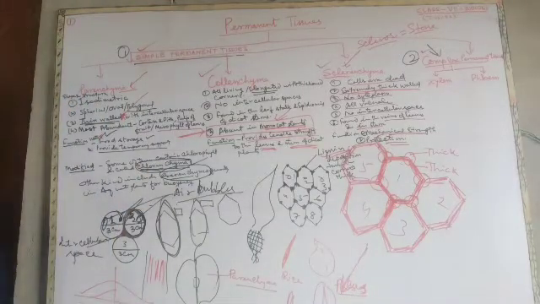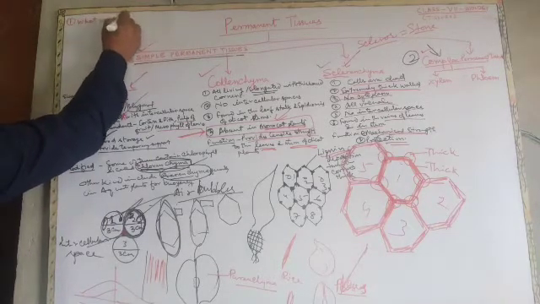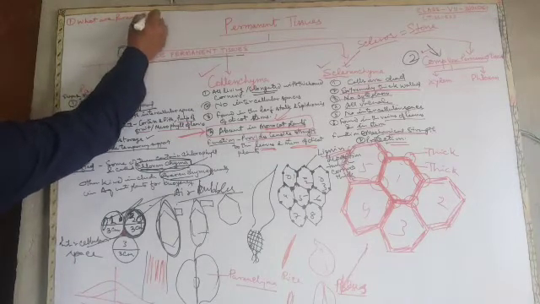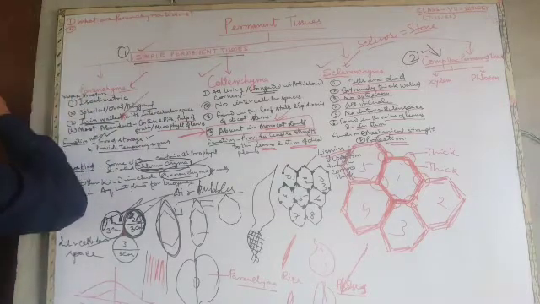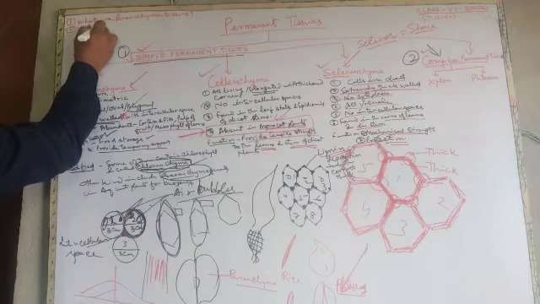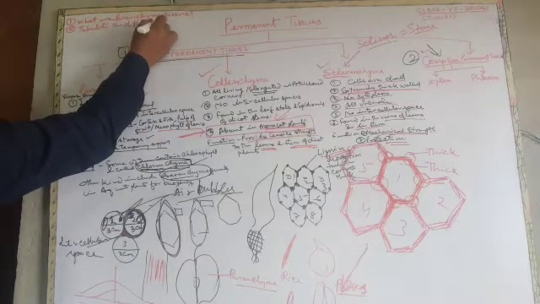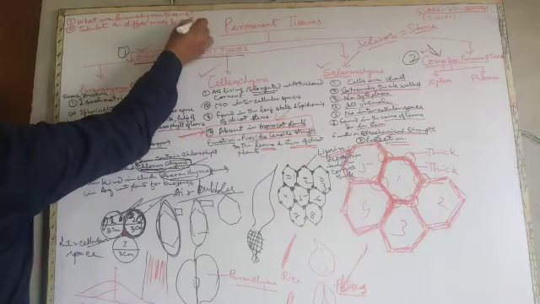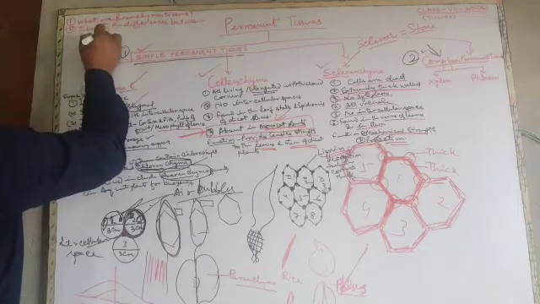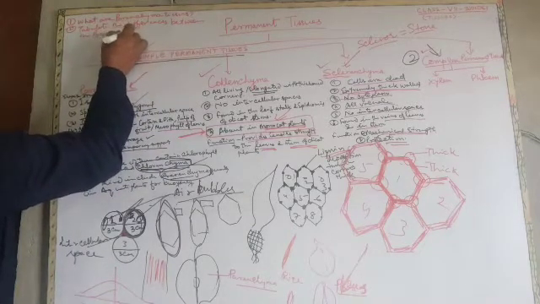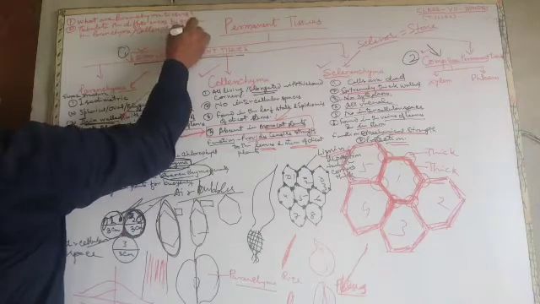This is about the second question. So the first question was: what are parenchyma tissues? The second question is: tabulate the differences between the parenchyma and Sclerenchyma.